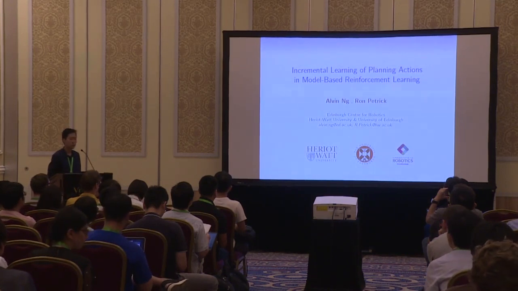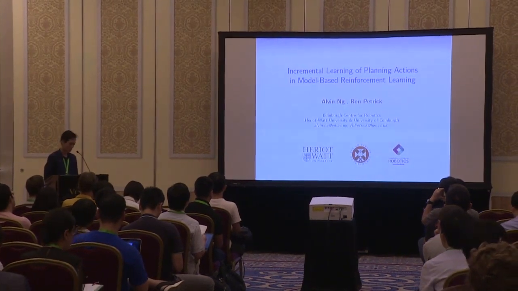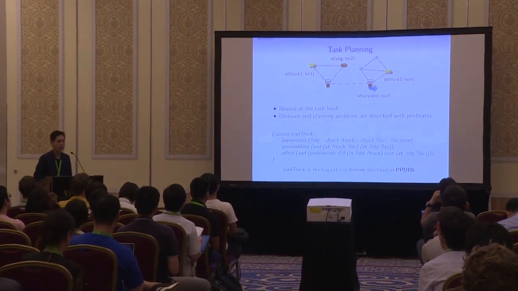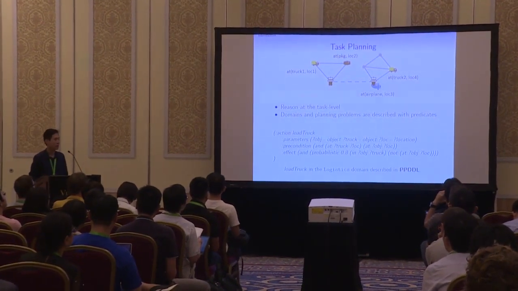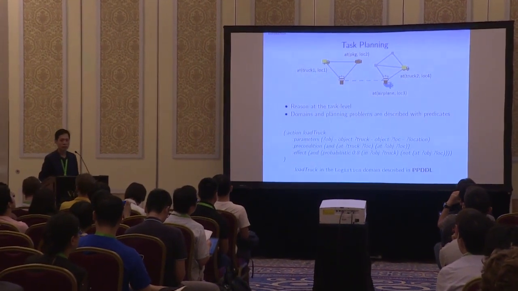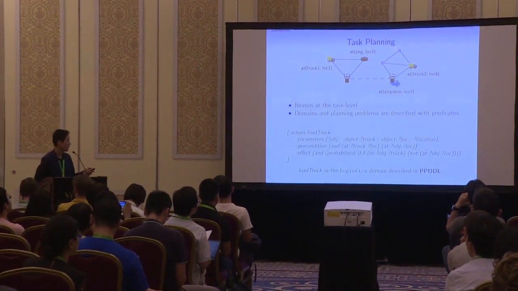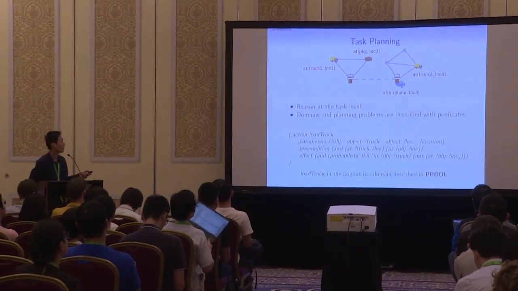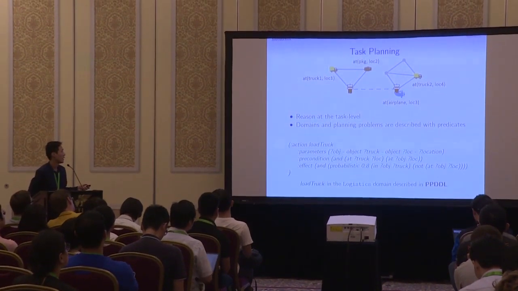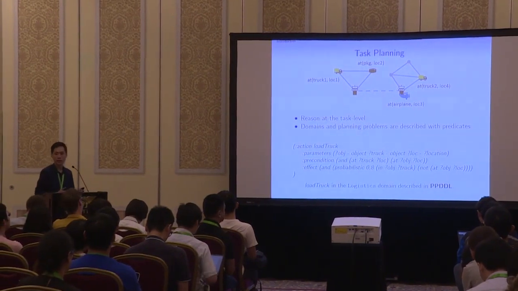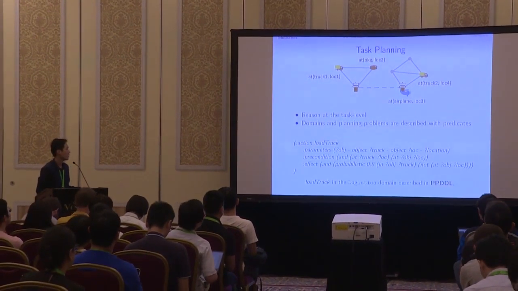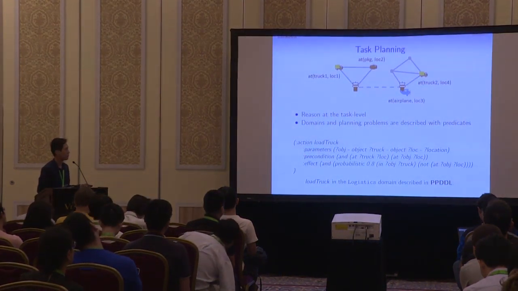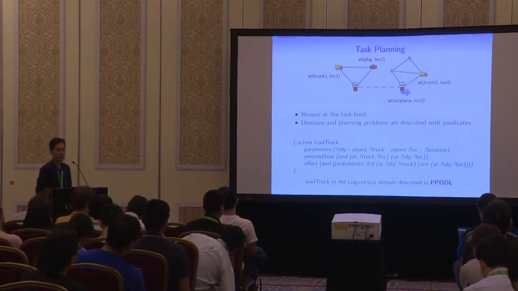And I'll be presenting this work, which is called Incremental Learning of Action Models. Okay, so we are interested in task planning when we use it at the abstract task level. We represent the domain and planning problems with predicates. We have an example here, which is the logistics domain, and we can represent the location of the truck with this predicate at. And so we describe the state transitions in this domain using action models. We have an example here. This action describes the process of loading the package into the truck.